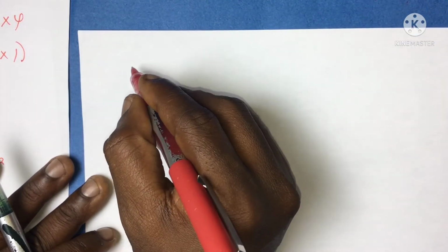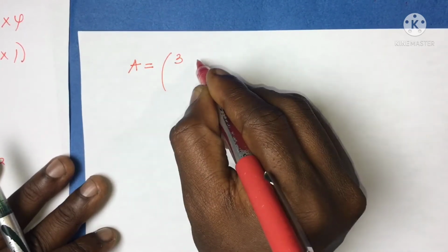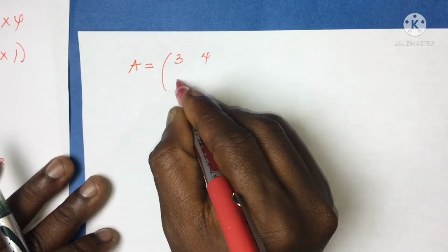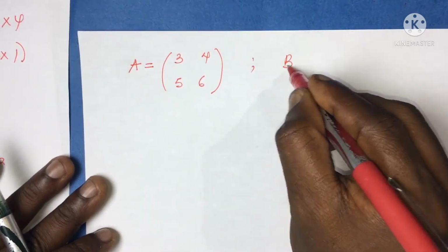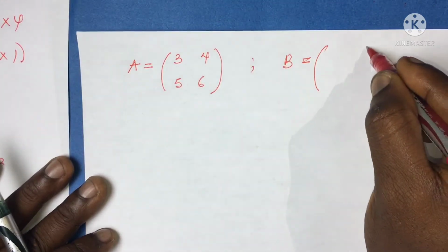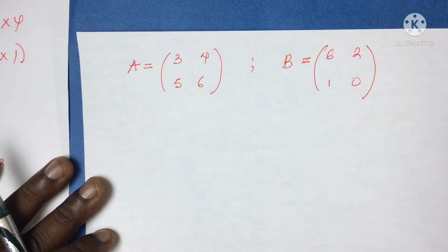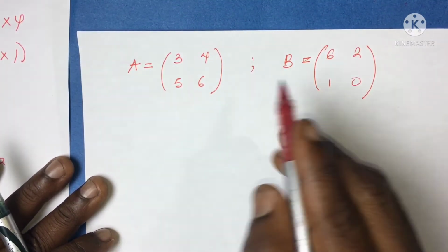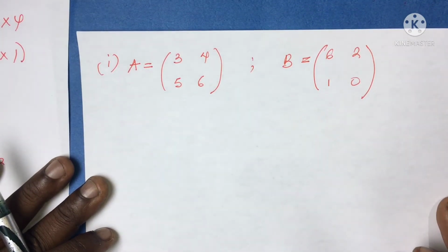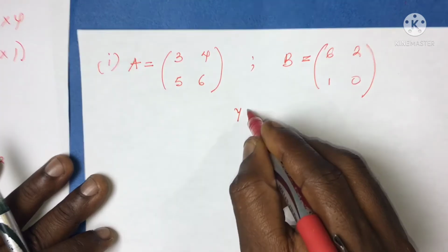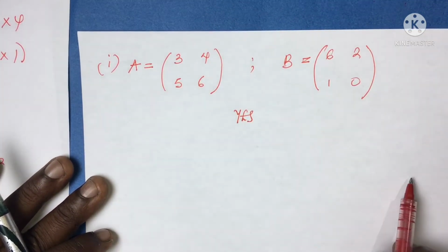Now, if I have a matrix A that contains 3, 4, 5, 6, and I have another matrix B that is 6, 2, 1, 0. Now the question is, are these two matrices conformable for addition? Yes, the answer is a very big yes. Both matrices are conformable for addition.